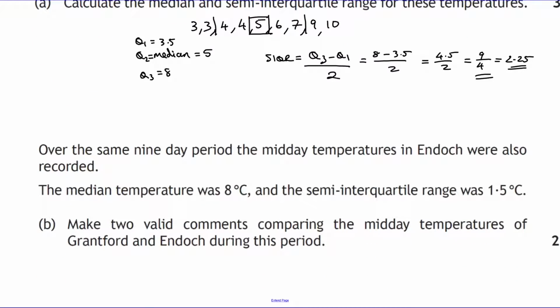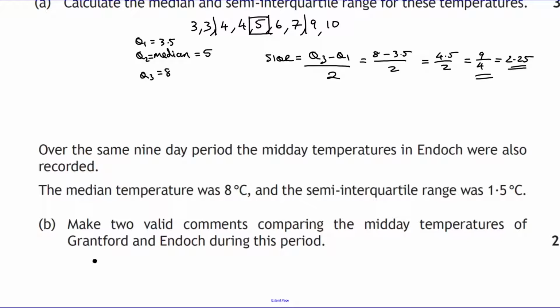Okay, so moving down, over the same 9-day period, the midday temperatures in Endok were also recorded. The median temperature was 8 degrees Celsius and the semi-interquartile range was 1.5. So it's one of your comparison questions. Probably what we're looking for here is 2 valid statements. I'm going to bullet point the first one. We're going to look at the median temperature. The median is one of the measures of average. You can see our median to start off with was 5. It's now 8. So the average temperature has increased.